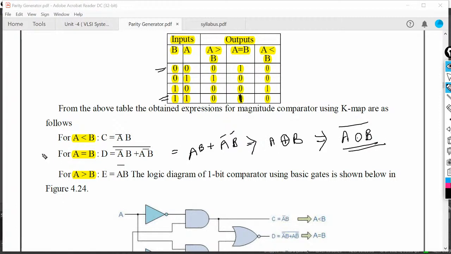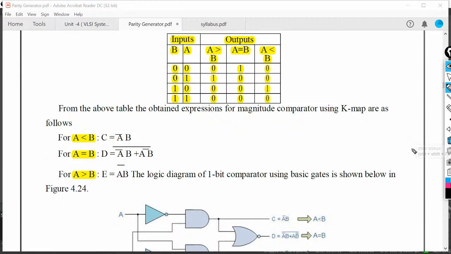Okay, so the second combination represents A XNOR B. Now if you check the third condition, A is greater than B, at that time only the second combination will be active. So here we will get the output as A B bar.